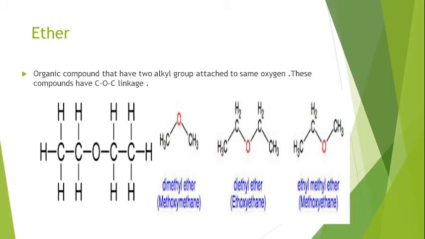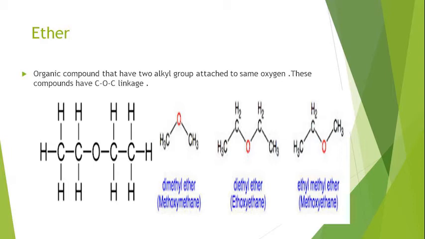Ethers are organic compounds that have 2 alkyl groups attached to the same oxygen. These compounds have linkage carbon, oxygen and carbon. You can see here that oxygen is attached with 2 alkyl groups. The alkyl groups can be same or can be different. So we can say that ether is subdivided into 2 groups. One is symmetrical ether or simple ether. The second one is unsymmetrical or mixed ether.